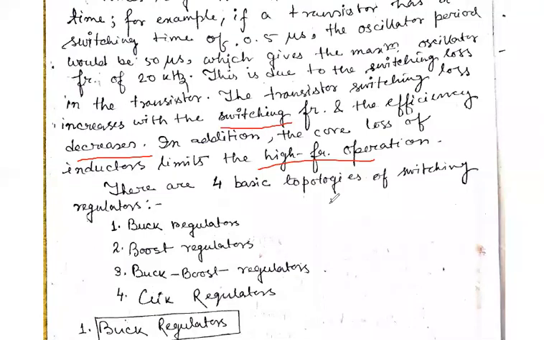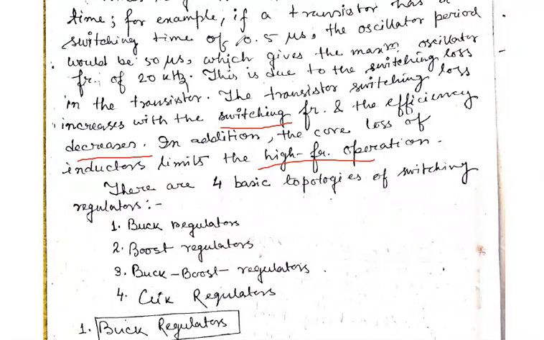So, these are the main fundamentals of regulating circuits. That means switching mode regulators. There are mainly four basic topologies of switching regulators. Number one is the buck regulator. Number two is the boost regulator. Number three is a buck-boost regulator. And number four is a Cuk regulator. Cuk regulator is named after its inventor. Okay.